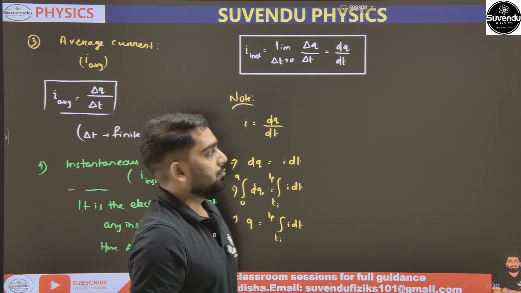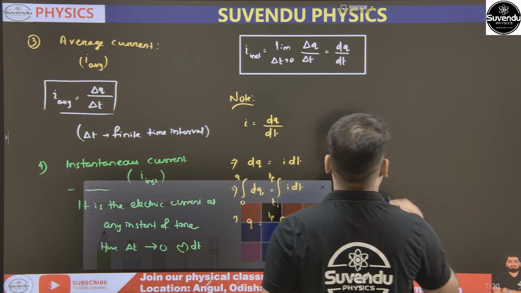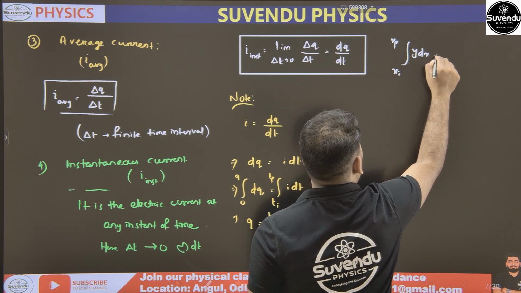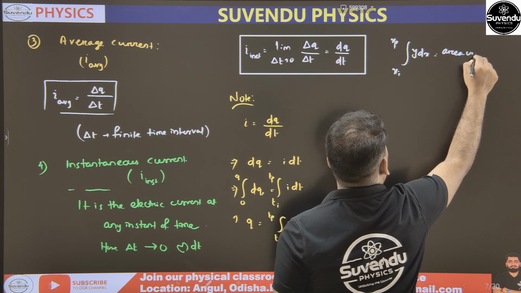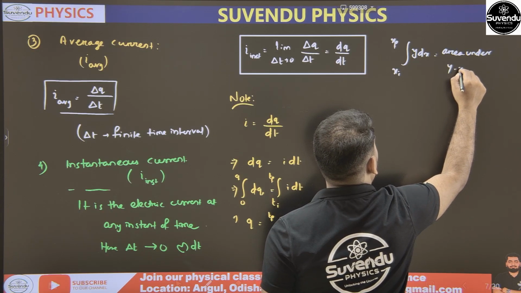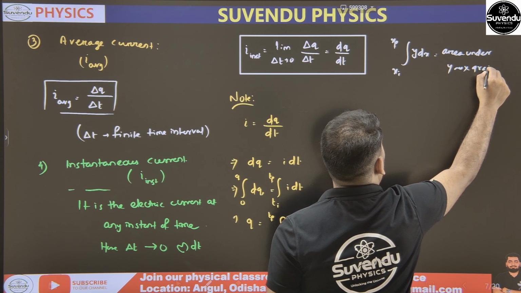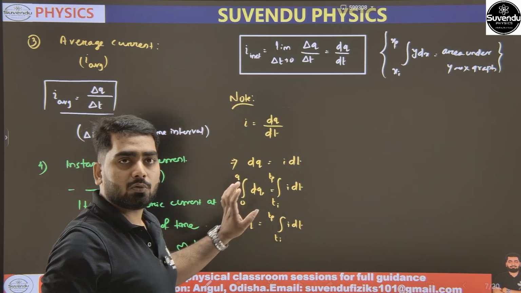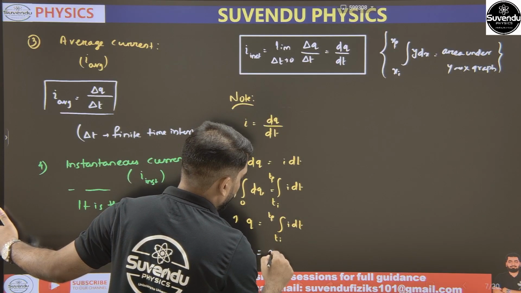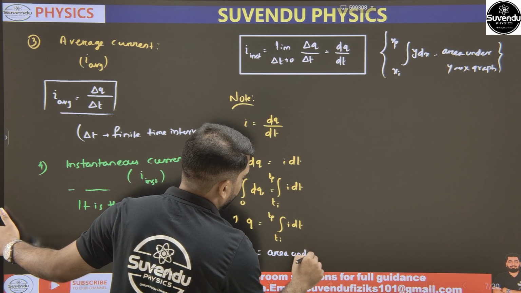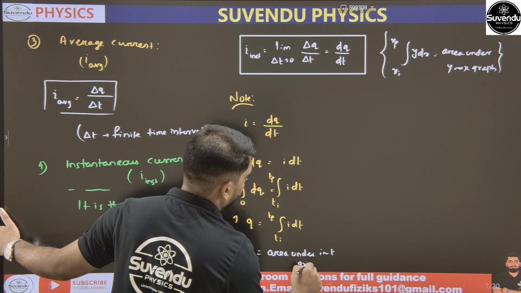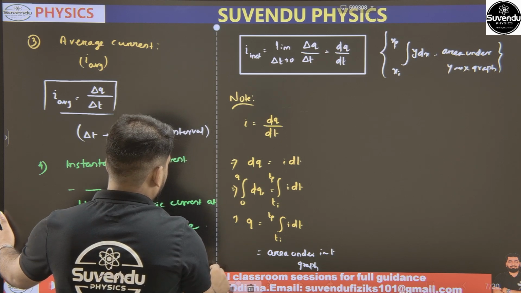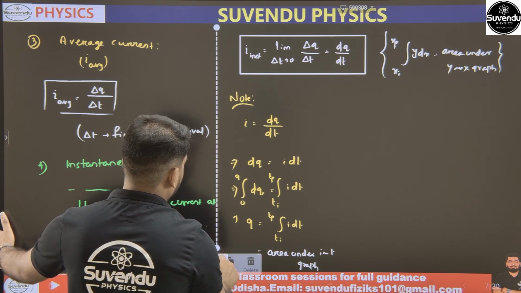And what is the meaning of this? We know the meaning of integration from x initial to x final of y dx. The meaning is area under the y versus x graph. Like this, what is integration of I dt from t initial to t final? That is our area under the I versus t graph. I think this part is very clear to all of you. So this is about our types of electric current.